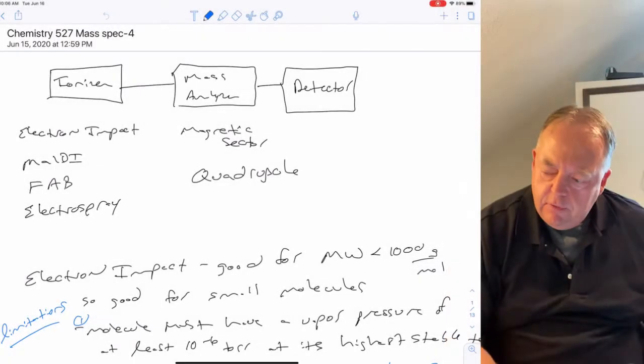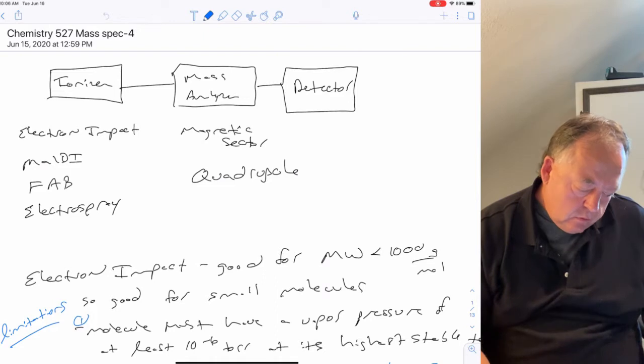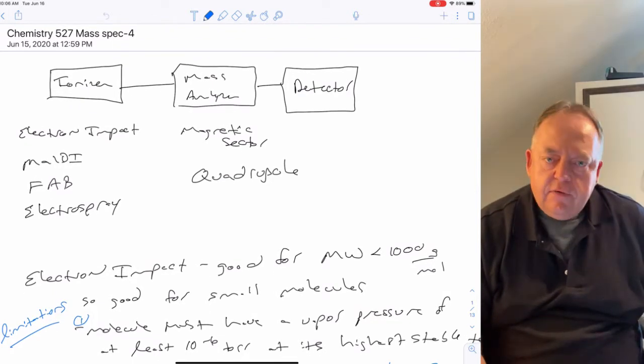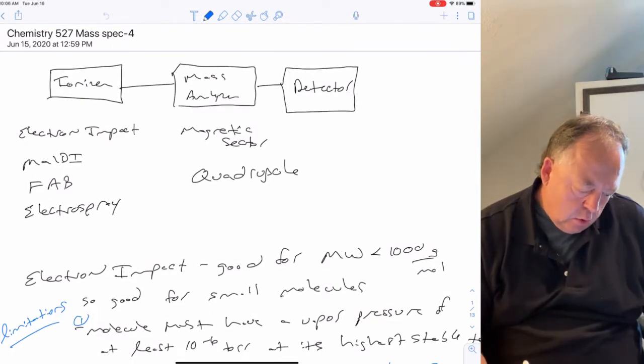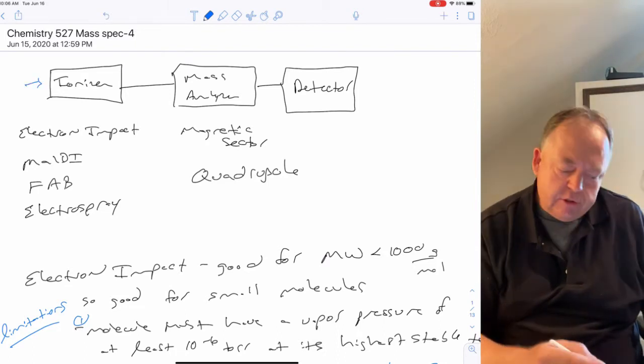This will be the last lecture over mass spectrometry. I think I may do one more. So we'll just talk about the different kinds of instruments. So again, for a mass spectrometer, you have an ionizer. That's the first part of the instrument.